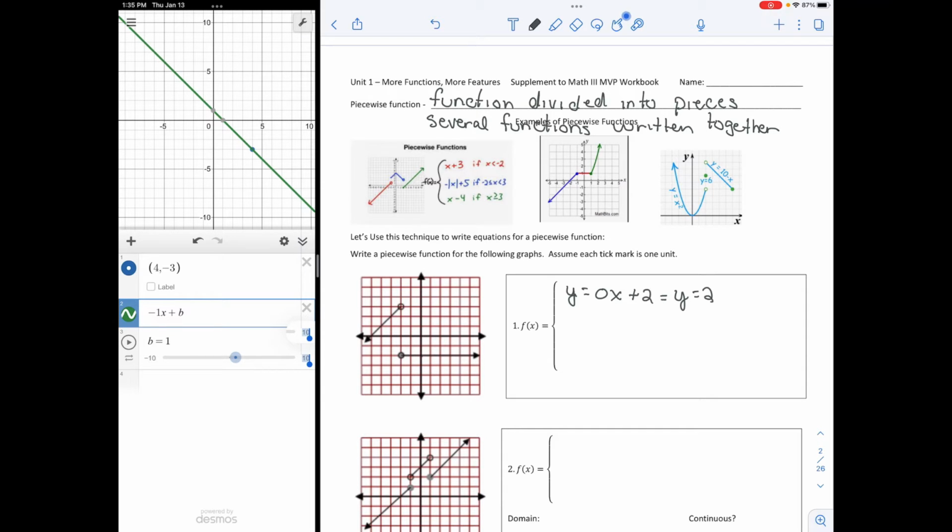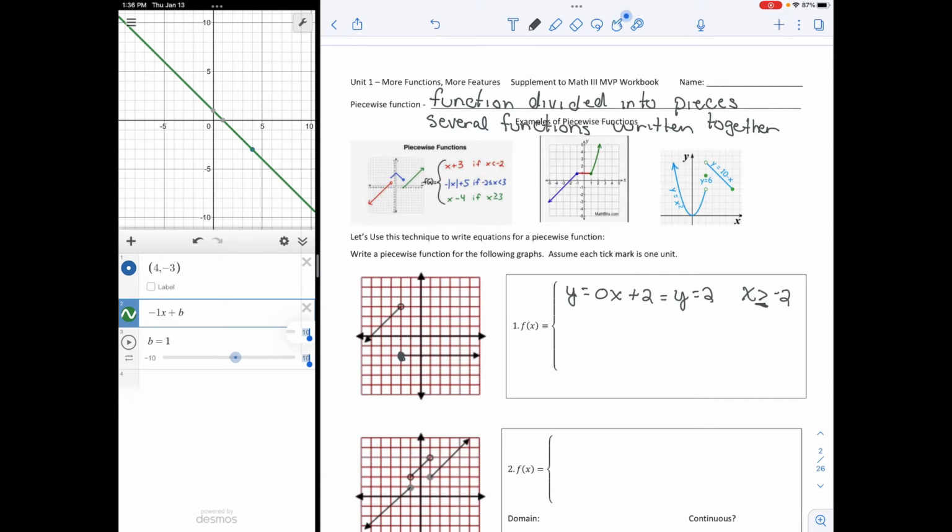Now, where does this graph start? Notice, and it may be hard to see on your paper, but that's a closed circle. So what x value is this starting at? This starts at -2, and it goes on forever. So we're going to say that x is greater than -2. And we're going to say greater than or equal to because we have a closed circle.